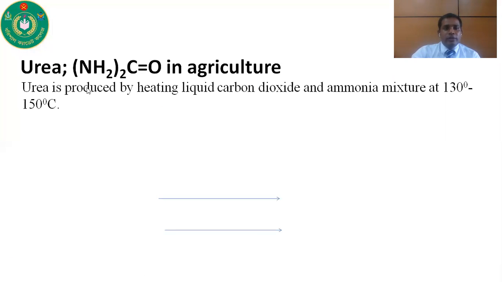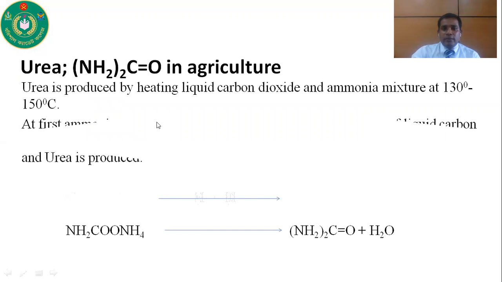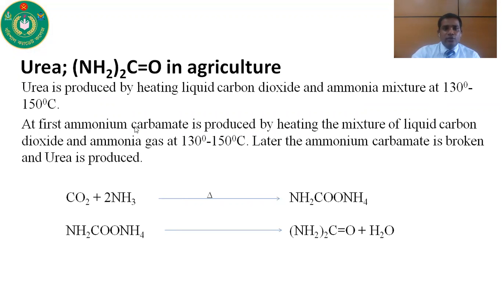Another substance that is used in agriculture is urea. Here is the chemical formula of urea, that is NH2CONH2 (NH2)2CO. So how can we prepare urea? Urea is produced by heating a liquid carbon dioxide and ammonia mixture at 130 to 150 degrees Celsius. At first, when carbon dioxide reacts with ammonia gas, we get ammonium carbamate at 130 to 150 degrees Celsius. This ammonium carbamate dissociates into urea and water. By this process, we can produce urea.